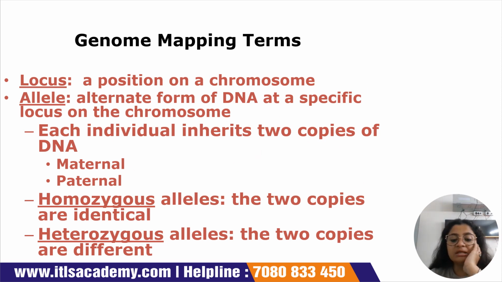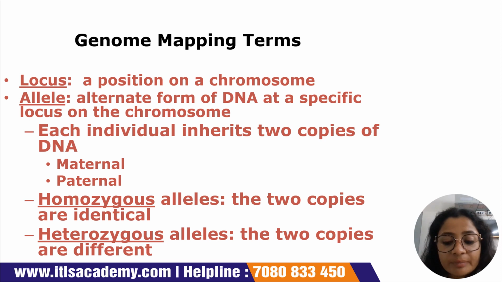Each individual will be inheriting two copies of DNA. So for a particular gene, there will be two alleles. One will be derived from the mother and the other will be derived from the father. Okay, so two alleles will be there for a particular gene on a particular chromosome.